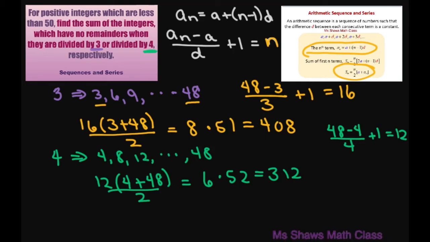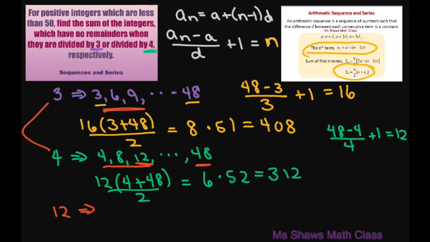Now, you probably are noticing that there's some common terms that we added to these. So some of the terms in here are also the terms in here. For example, 12 and 48 are common. So we want to look at the multiples of 3 times 4, or 12.